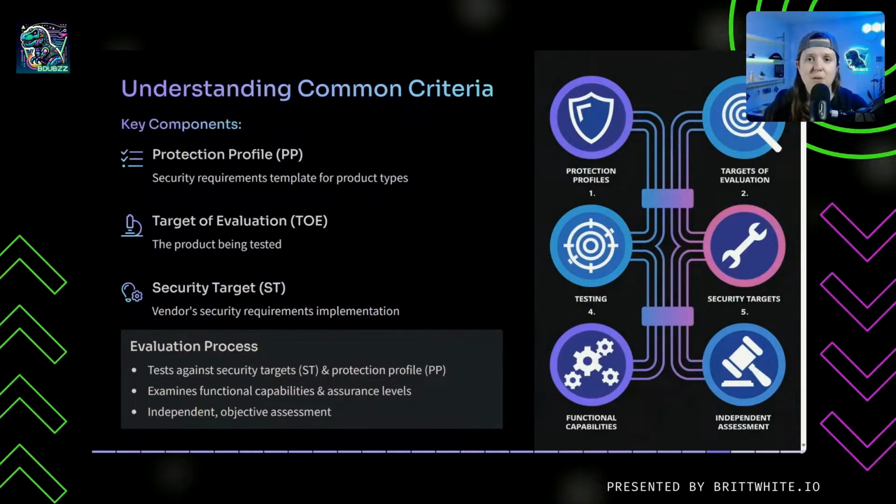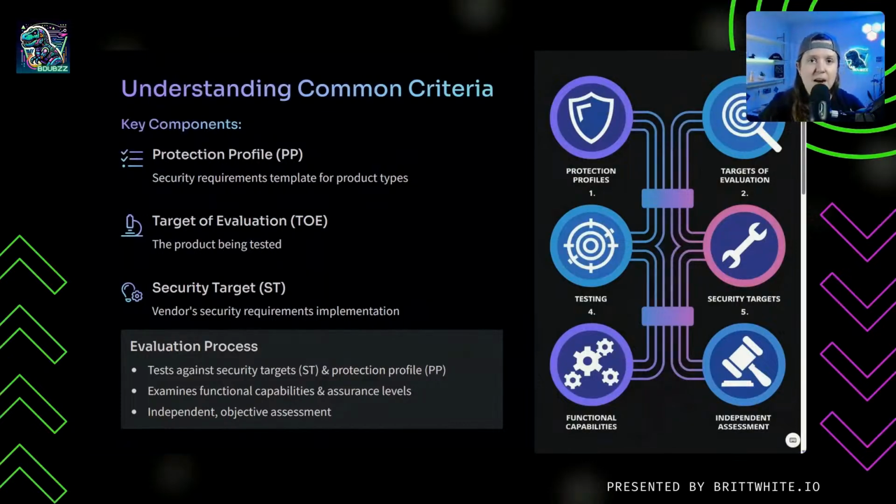First, we have what's called a protection profile, or PP. Think of this as a security wish list for different types of products. Want a firewall? There's a PP for that. Need an operating system, or IDS? There's a PP for those too. The PP outlines the expected security functionality and assurance levels for that type of product. It's basically a detailed template or checklist of what security features we can expect from each type of product.